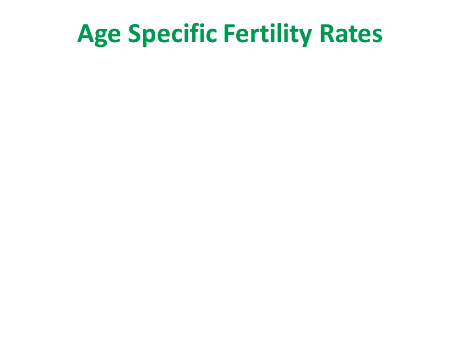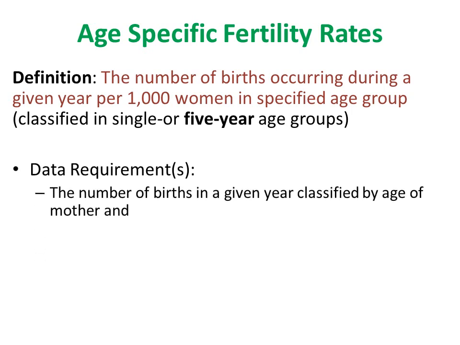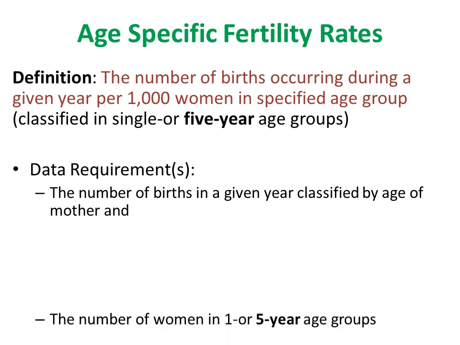Age-specific fertility rates are important fertility rates. They are defined as the number of births occurring during the given year per 1000 women in the specified age group. The age groups used are usually 5-year age groups, but single year age groups can be used if the study or the survey requires that. The data required for calculation of age-specific fertility rates are the number of births in a given year classified by the age of the mother at delivery and the number of women in the particular age groups.